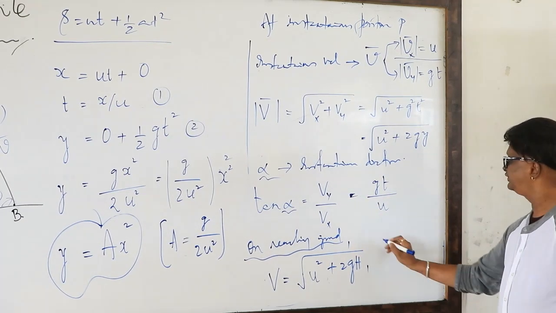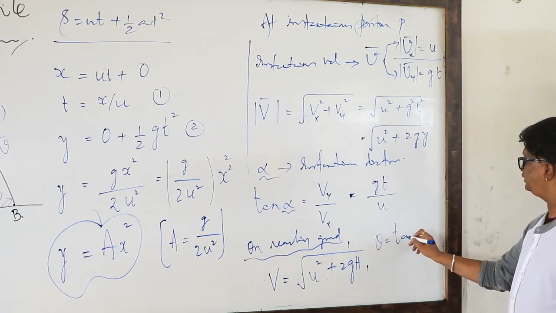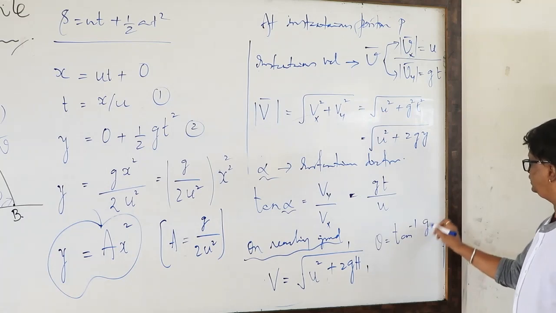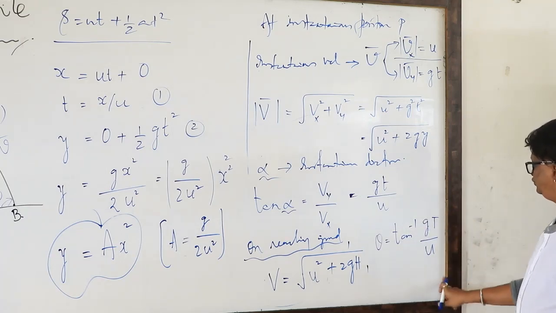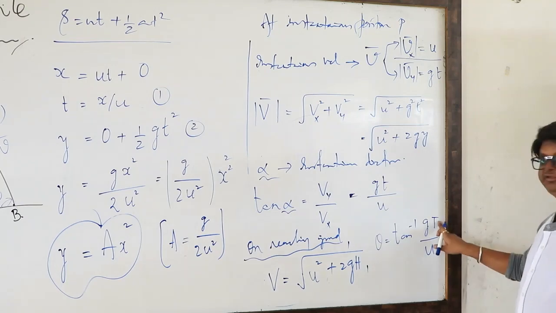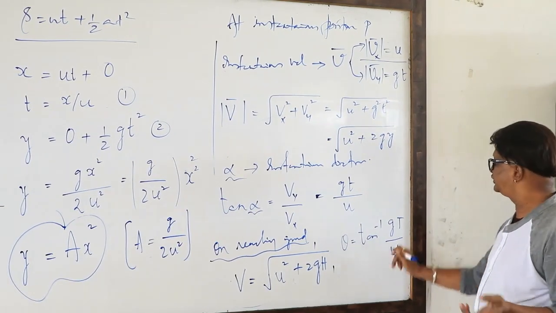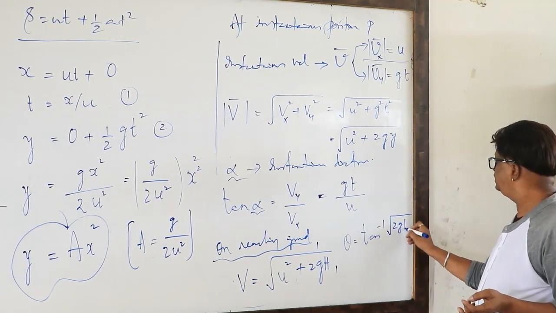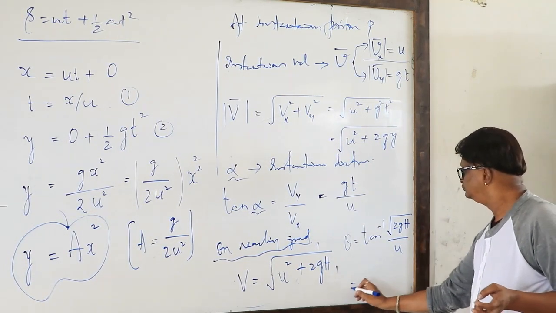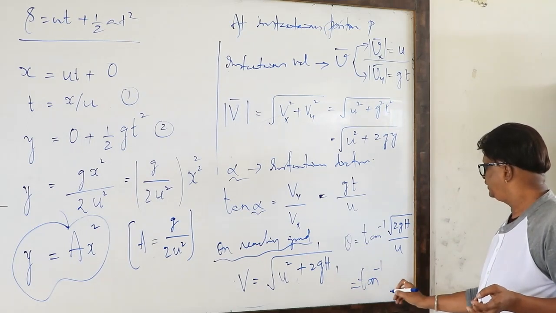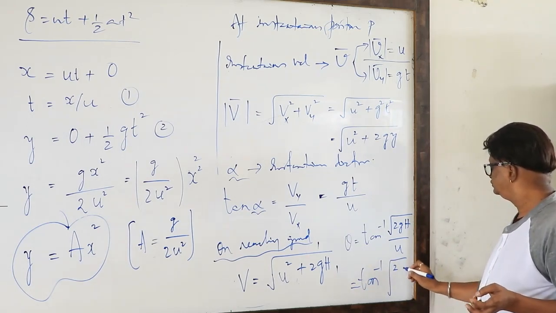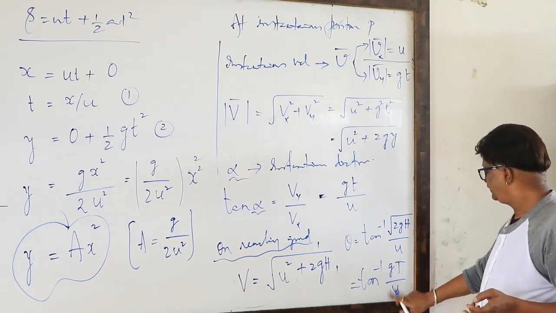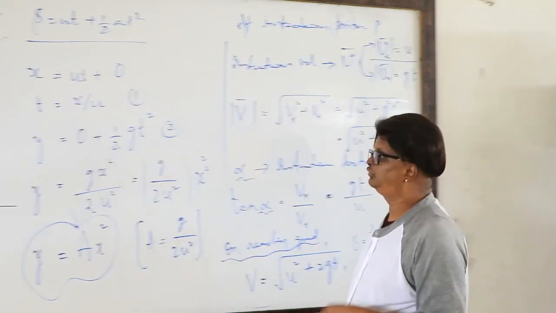Therefore theta is equal to tan inverse g capital T by u. Substitute T and work out what comes; we should not just leave it. Or else you can also write it as tan inverse root of 2gH by u. If it is given in terms of height, tan inverse root of 2gH by u; if you know the time, tan inverse gT by u. So this is how you calculate it.